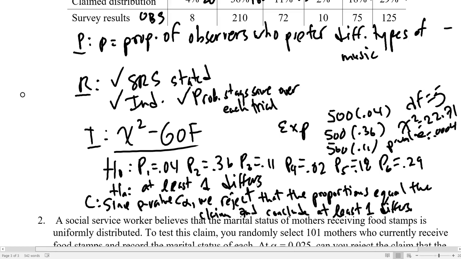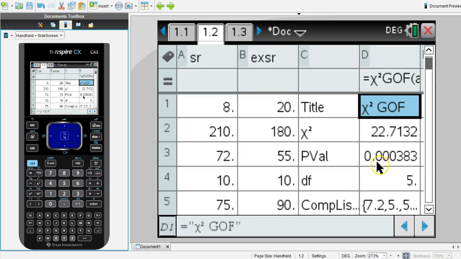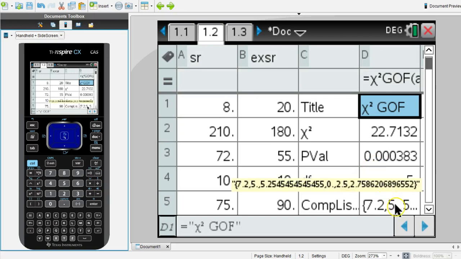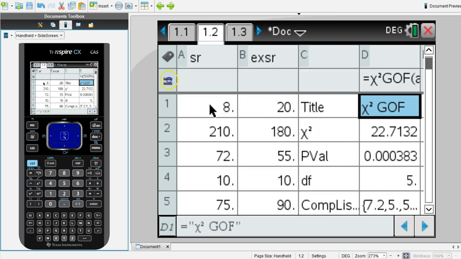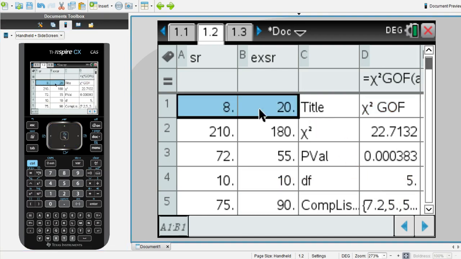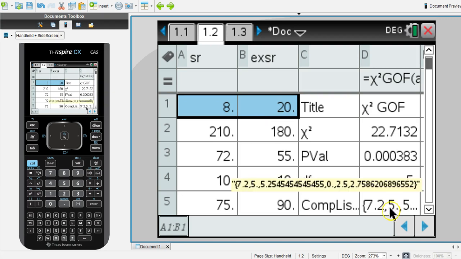Okay? Which one? Which one do we think differs? That's actually kind of cool, because once you have this, I can look at my calculator. Remember this comp list? Which of these has the biggest chi-squared value? I see a 7, a 5, a 5.2, a 0, 2.5, and 2.7. That 7.2 is the biggest. This one was the one that was the furthest away from what we expected. So you can look at the chi-squared values, find the largest one, and that actually tells us.